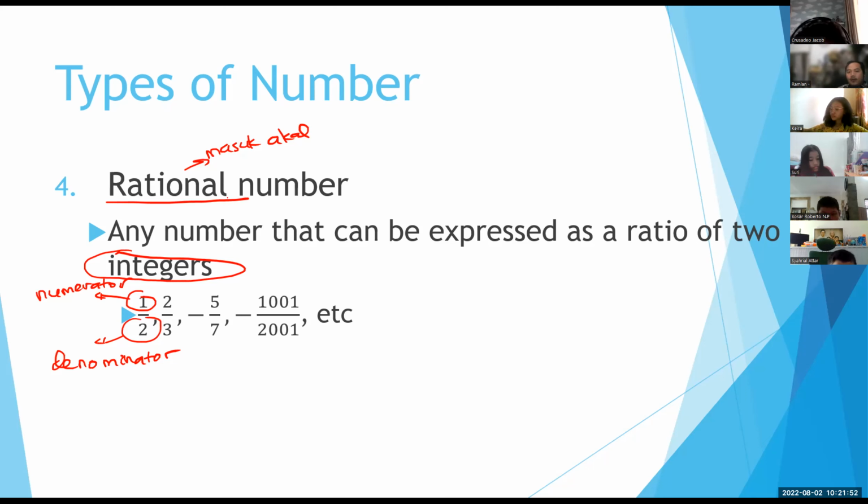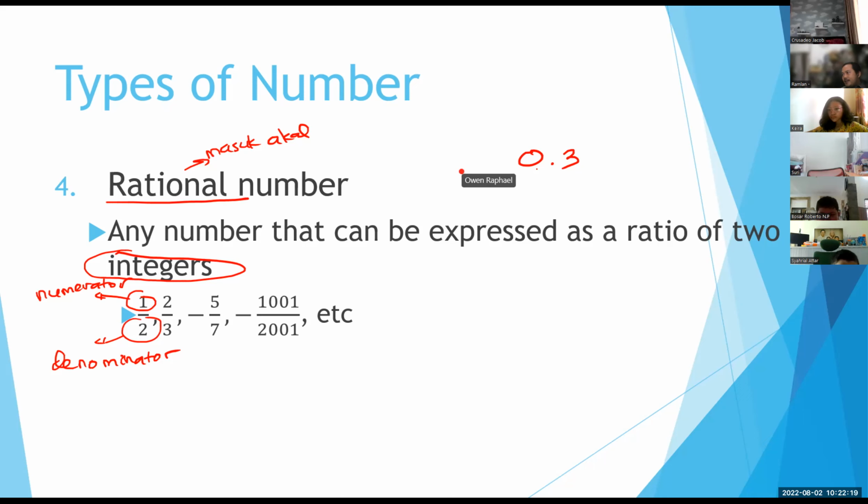Okay, what if I write down something like this? 0.3. Okay, question. Is this a rational number? I don't think so. Yeah, it can be expressed as ratio. Okay, Owen says yes. Vero, do you think it is a rational number? I don't think so. You don't think so? Okay, how about the others?